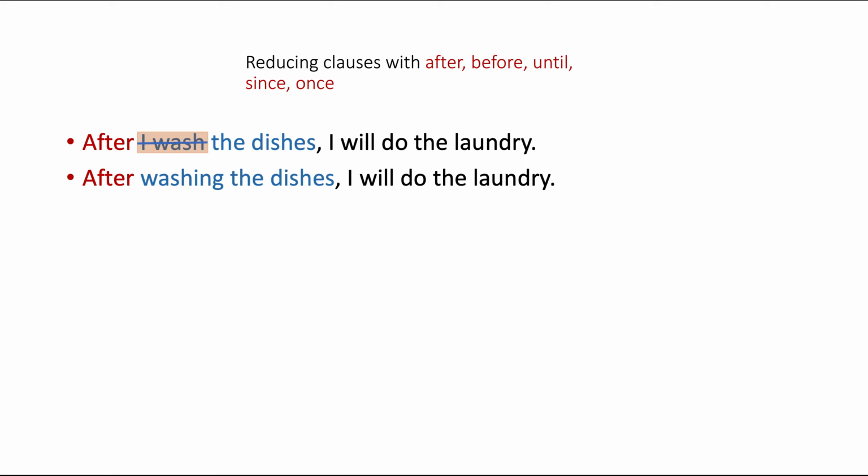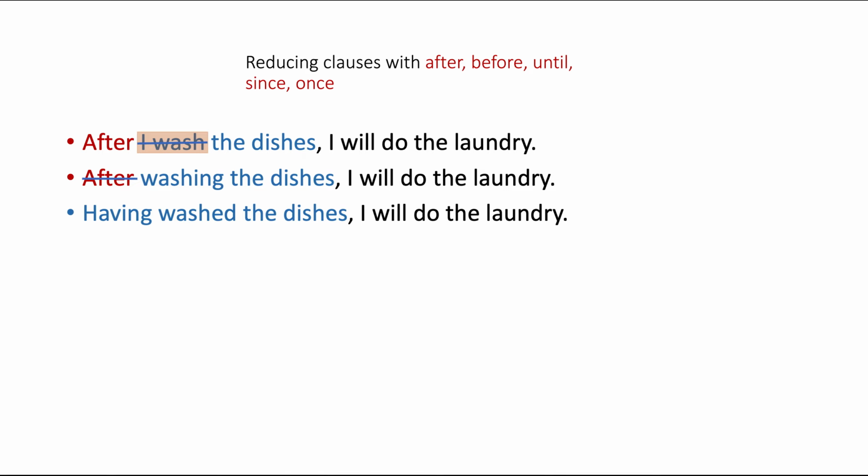So this is very similar to while. We have to keep after here just to show that one action happened after the other one. If we do not do this, if I say "washing the dishes, I will do the laundry," it's just going to mean that I did these two at the same time. So can you get rid of after? Of course, but you have to make a little bit of extra change to the main verb. And you have to turn it to a perfect aspect. So you have to say, "having washed the dishes, I will do the laundry."